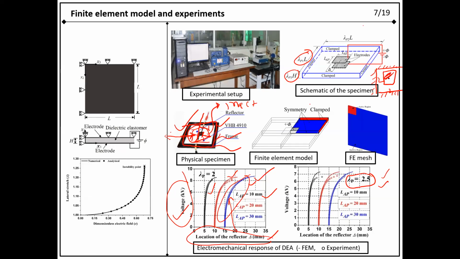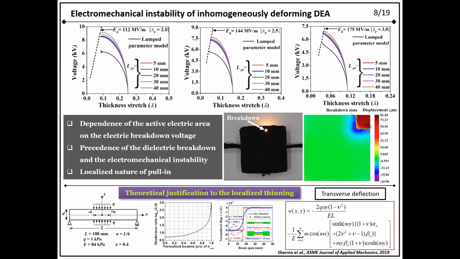And then we apply the potential difference. The response will also depend on this initial pre-stretch, whether we make it 2.5 times the initial dimension, or, let's say, 2. So it will depend on these things. The finite element framework that I discussed is able to capture such responses.